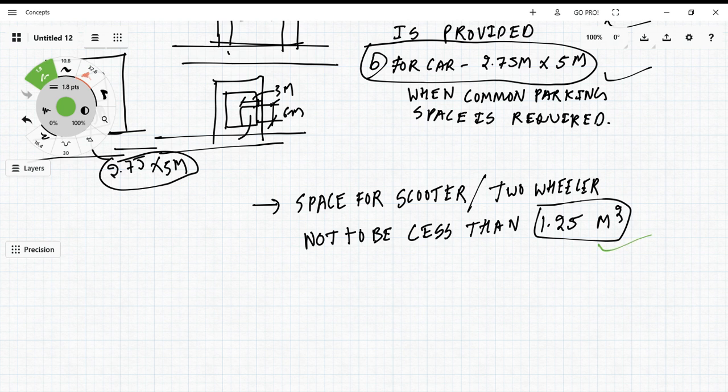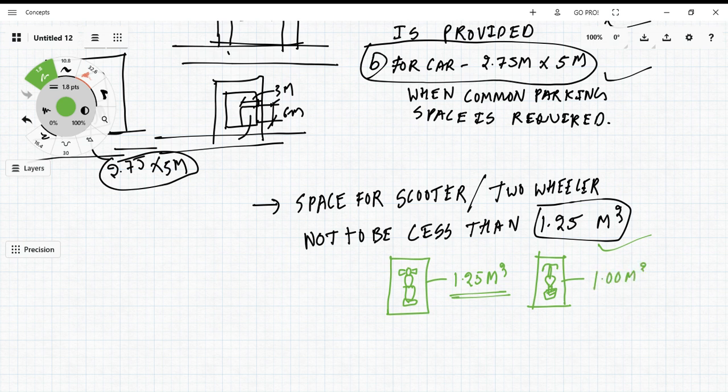1.25 square meter. Suppose I am parking my scooter here, the space required for this is 1.25 square meter for a two wheeler. Suppose I am parking my bicycle here, then any guesses how much space is required for a bicycle? As per the National Building Code, it is 1 square meter, guys.